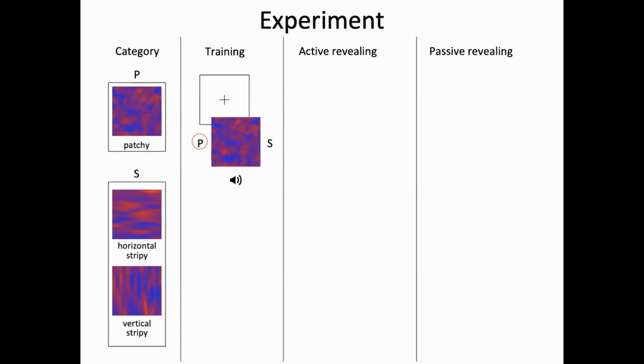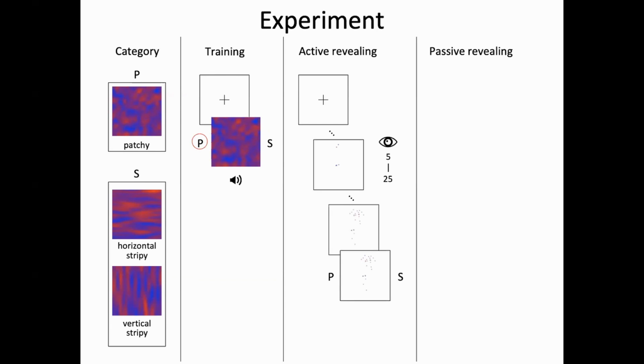In the second phase, the active revealing phase, the image was entirely masked. The participant can freely scan the scene, and we use a gaze contingent display so that wherever they fixate, we reveal a small aperture of the underlying image. The participants were instructed to keep looking and revealing until the category choices appear. Upon making a choice, they were then shown both the underlying image and the audio on correctness as feedback.